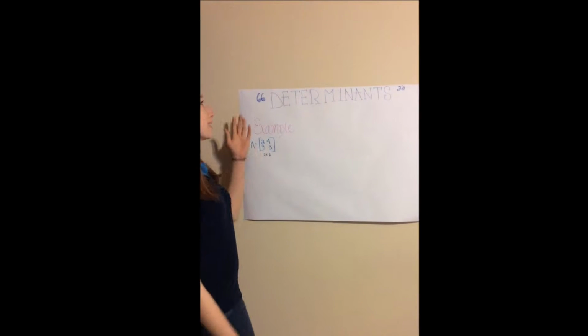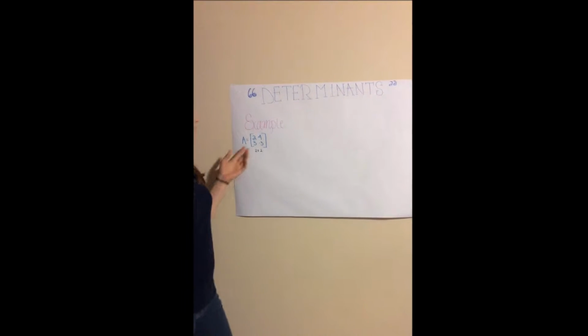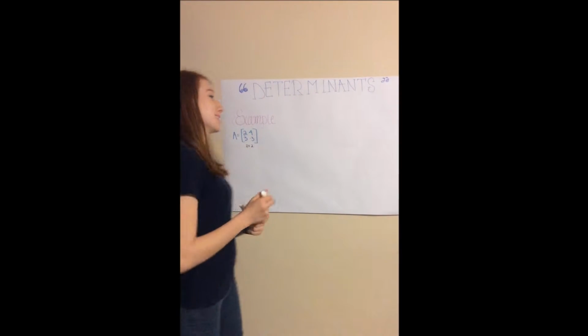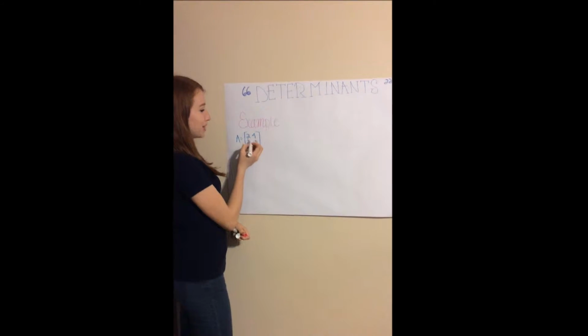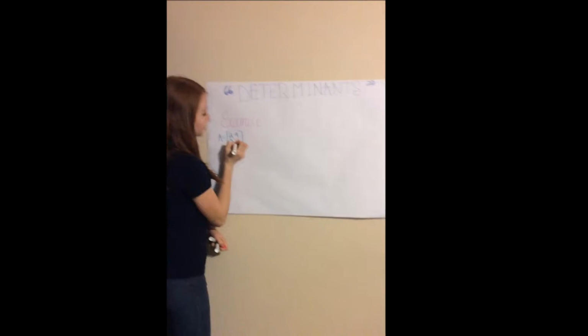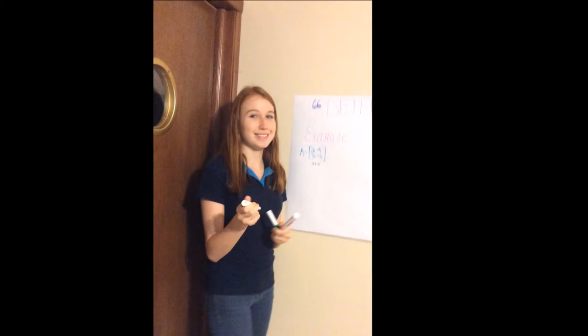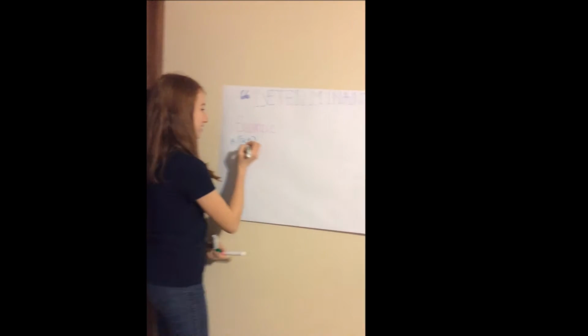We're going to explain topic 14. The subtopic is 14.1, called determinants. The example is a 2 by 2 matrix. What we have to do first is multiply the main diagonal, that is 2 times minus 3. Then multiply the inverted diagonal.